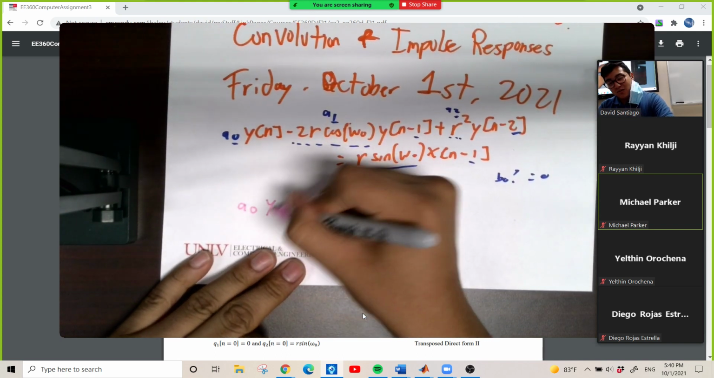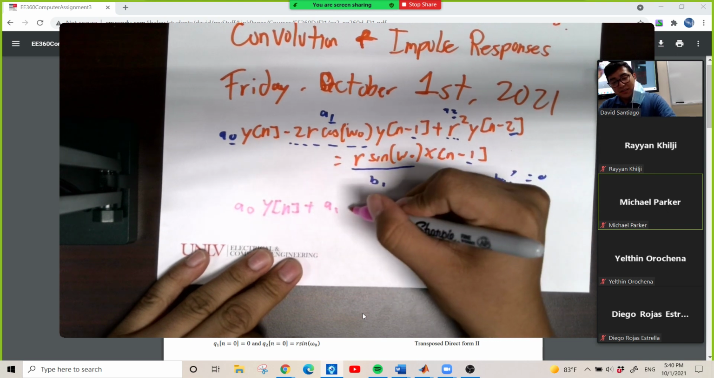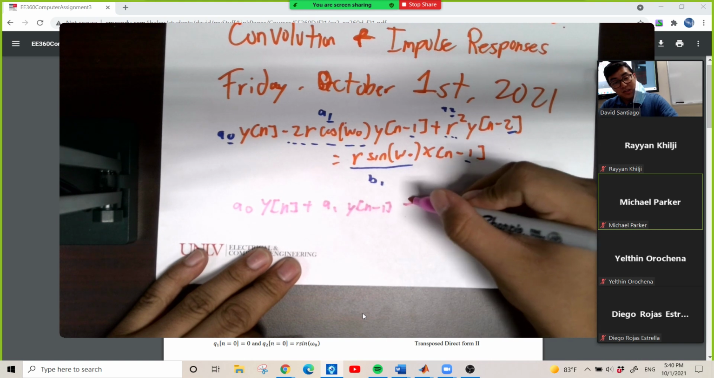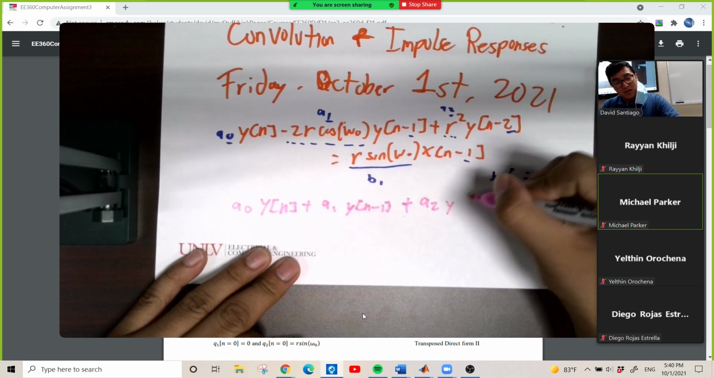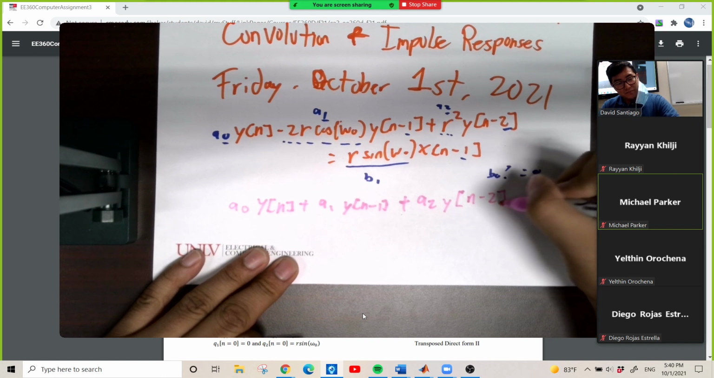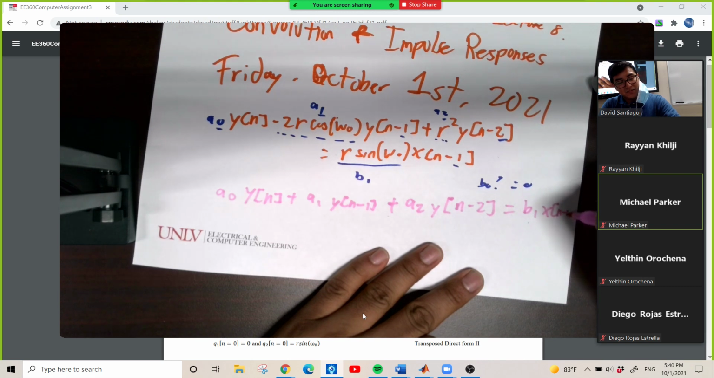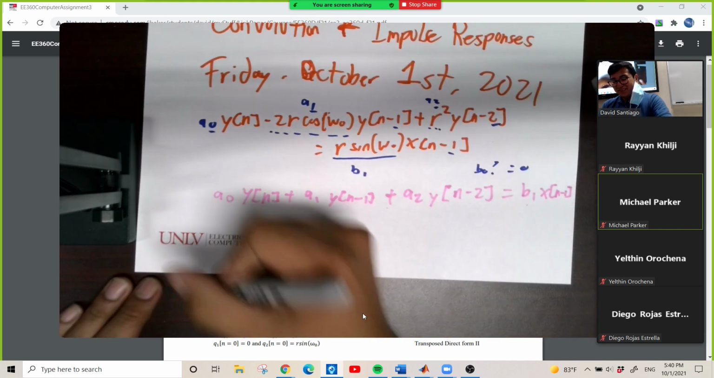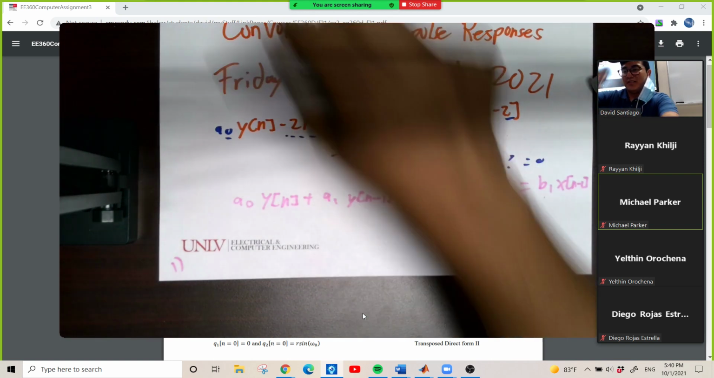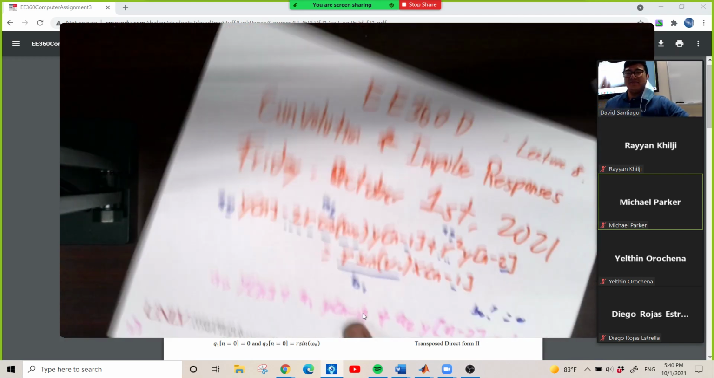A of 0, y of n, plus A of 1, y of n minus 1, plus A of 2, y of, can you see that color? Yeah, it's okay. n minus 2 is equal to B of 1, x of n minus 1. Simple. And then if you wanted to draw this block diagram, which I will show you now, let's do the easy one. Actually, which block diagram do you want?